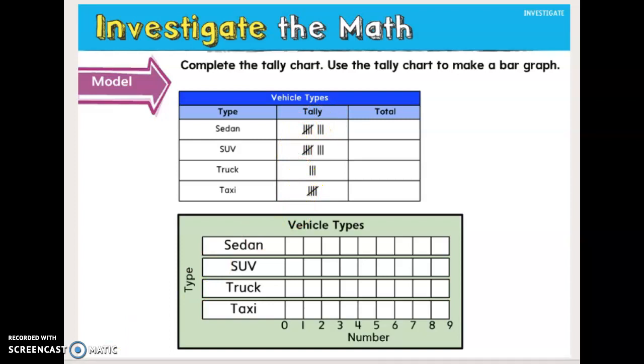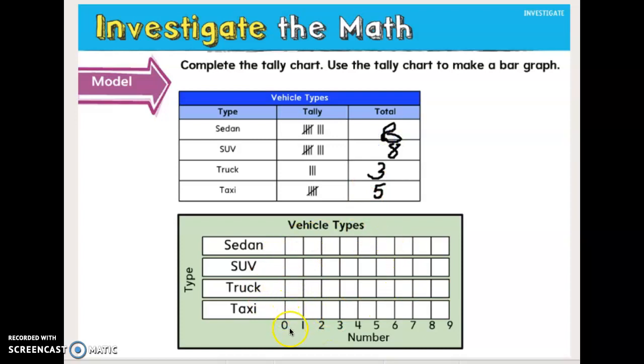First thing that we need to do is to write in our total numbers over here. So this one has 5 and 3 more is 8. SUVs have 5 and 3 more, so another 8. The truck has 3, and the taxis have 5. Now to fill out our bar graph.